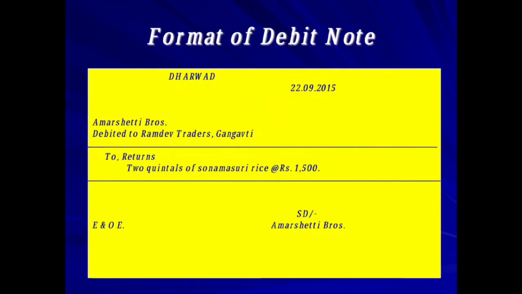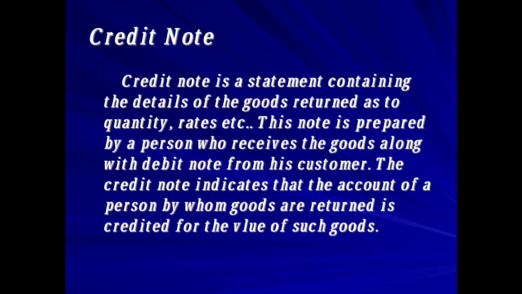So E and OE, errors and omissions are expected. It is not done intentionally here. Okay, so signatures, Amar Shetty Brothers, at the right hand side. Okay, then next we have the credit note here.